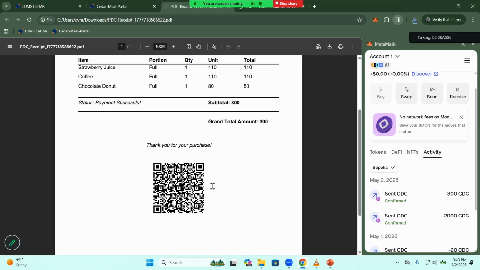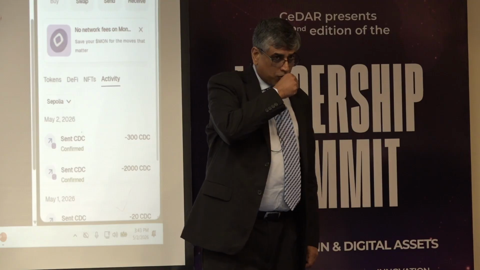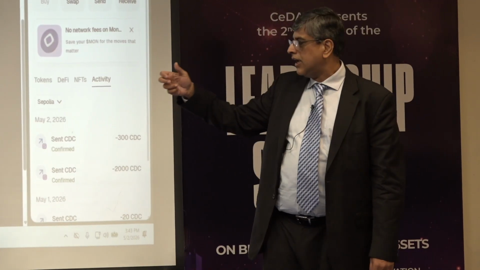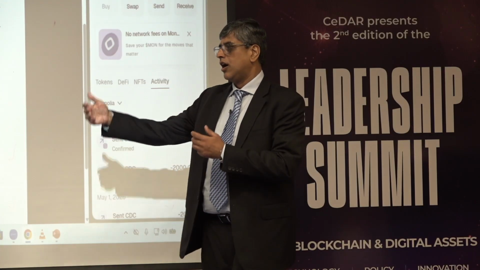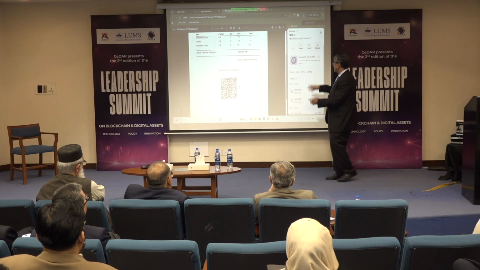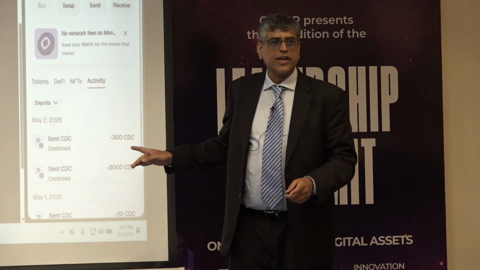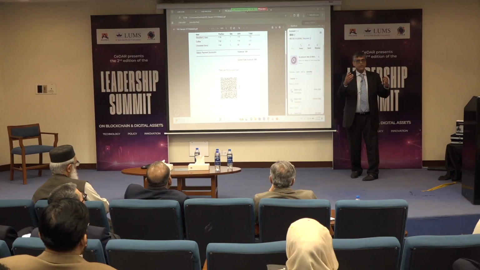So I'll take this on my cell phone. We also have a cell phone app where you can do the same. You can take your cell phone to the PDC counter, they will scan it and deliver you the food. So that's how you can use stable coins for buying coffee, for buying meals, and so on. And it's very convenient, and everything is recorded on an immutable ledger. So this concludes our demo. Now, if you have any questions, we'll be happy to answer them.